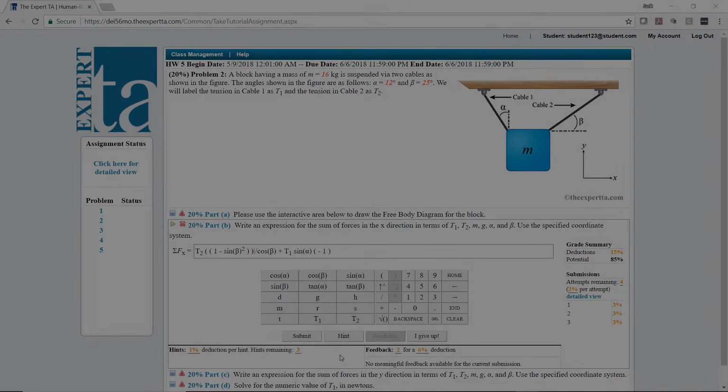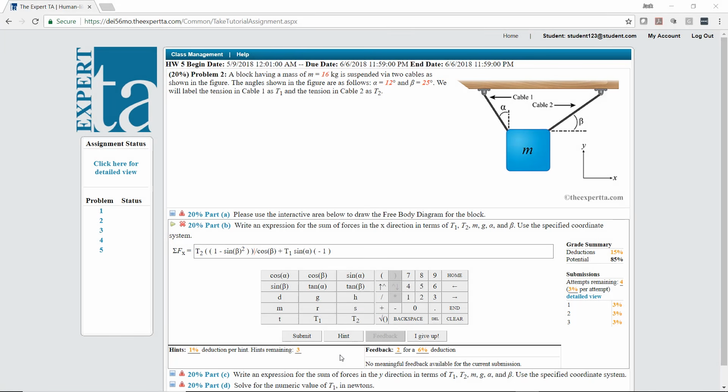Finally, please don't worry about Expert TA being picky about what form your answer is in. It doesn't matter if you put in extra parens, use trig identities, or anything like this. Expert TA will recognize any and all mathematically equivalent expressions.